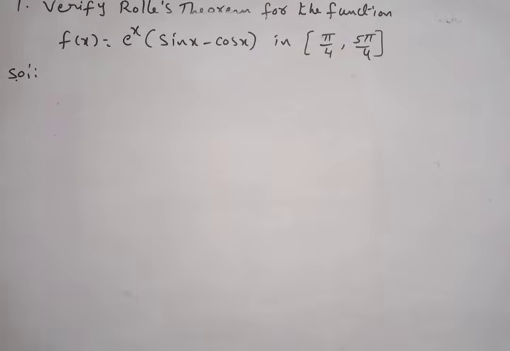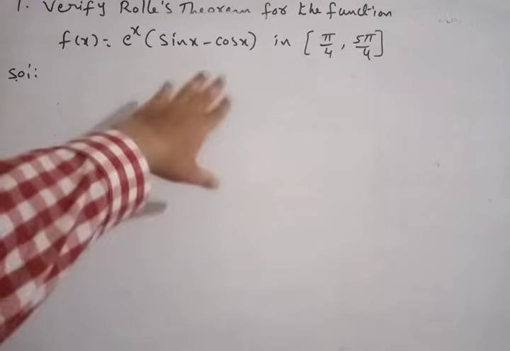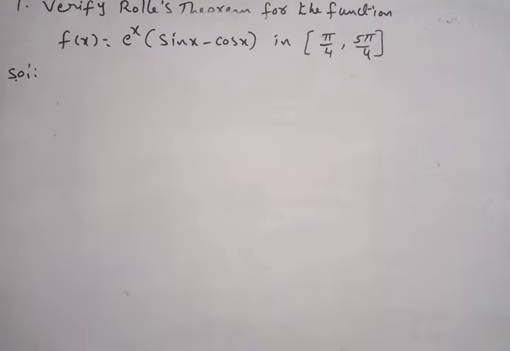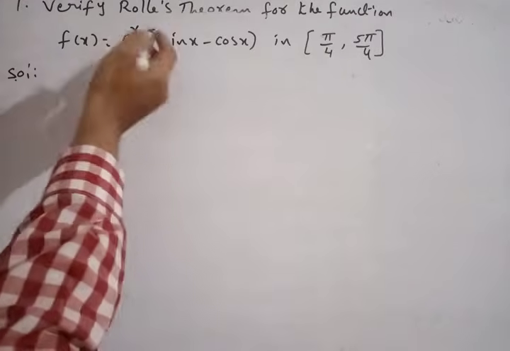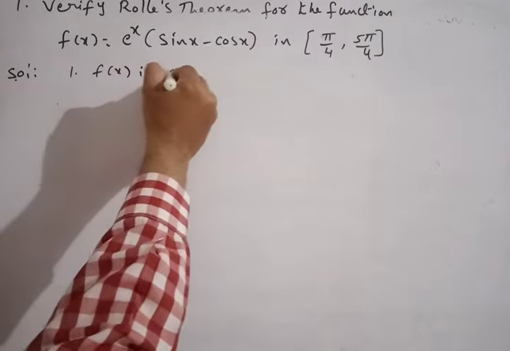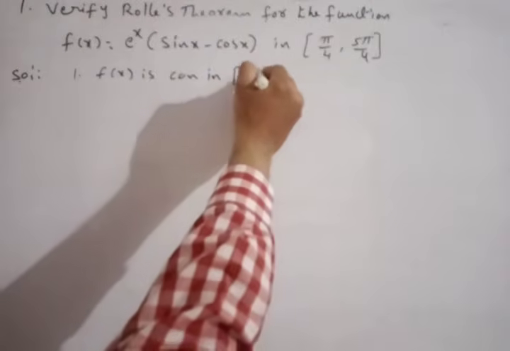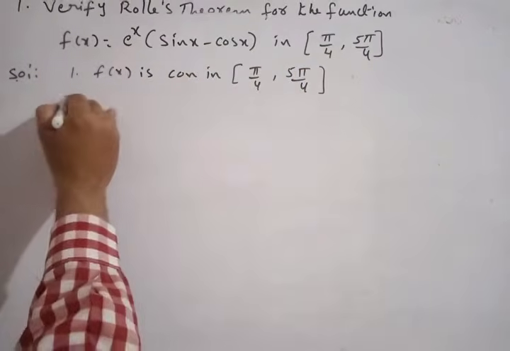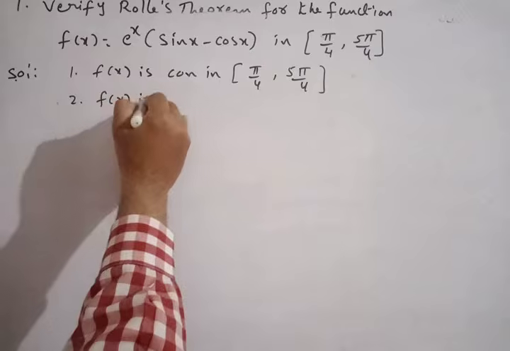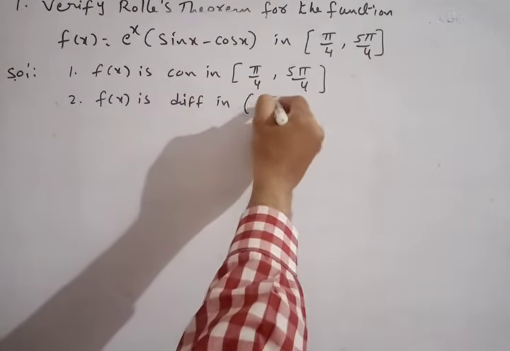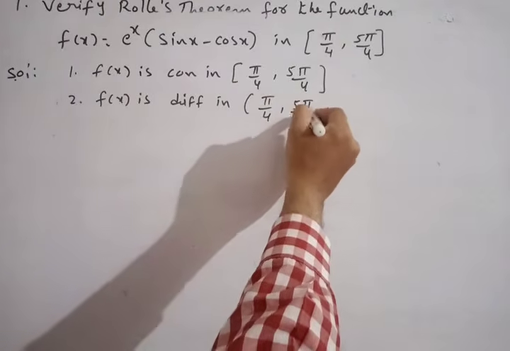Next problem, similar problem. Verify Rolle's theorem for the function f of x is equal to e power x into sin x minus cos x in pi by 4 comma 5 pi by 4. So first point is what? This is f of x given. So first you can write simply f of x is continuous in the closed interval pi by 4 comma 5 pi by 4. Write fully. Okay. So second point is what? F of x is differentiable or derivable in pi by 4 comma 5 pi by 4, right?